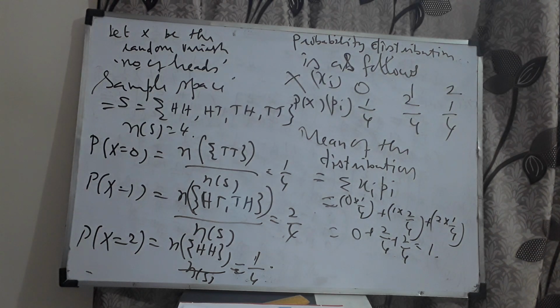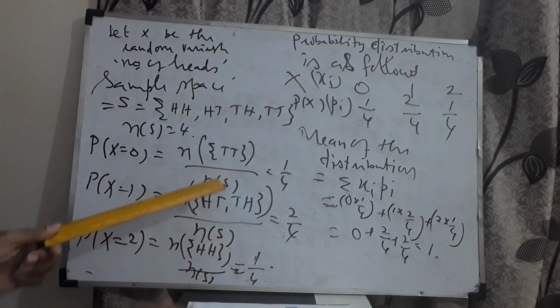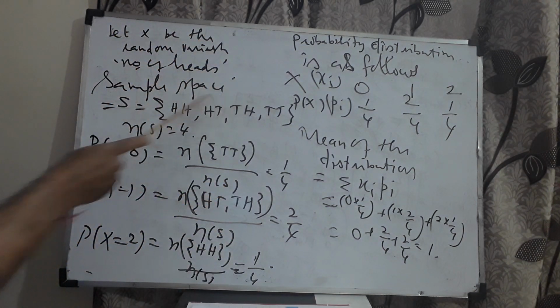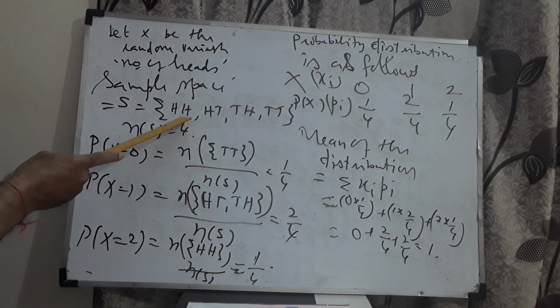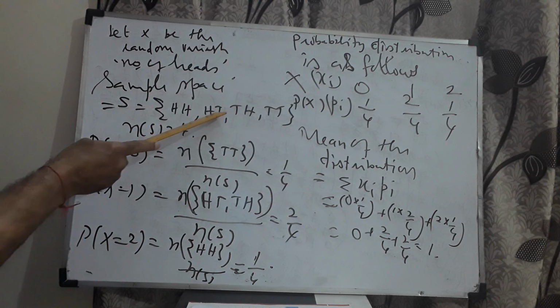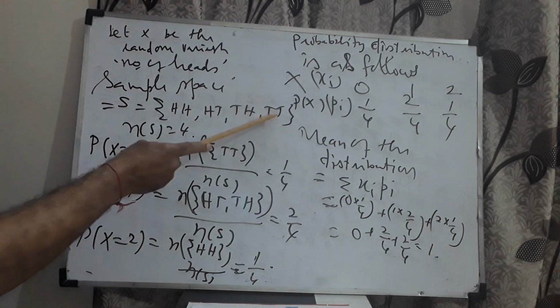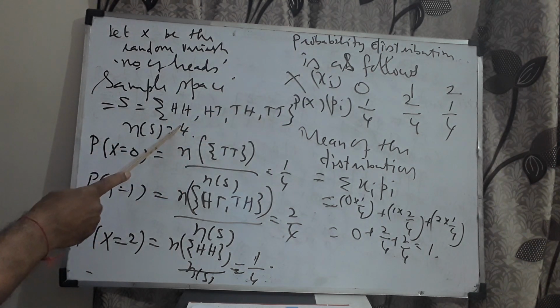Let me repeat the whole process. The question says 2 coins are tossed simultaneously. Find the probability distribution of the number of heads. I assume x is the random variable, the number of heads. Let me write the sample space: both are heads; first coin head, second coin tail; first tail, second head; both tails. N of S is 4.